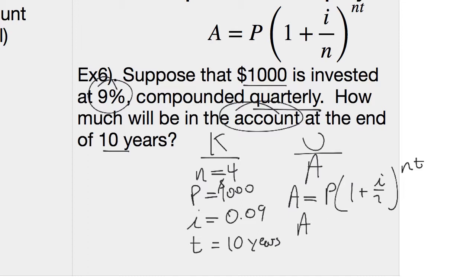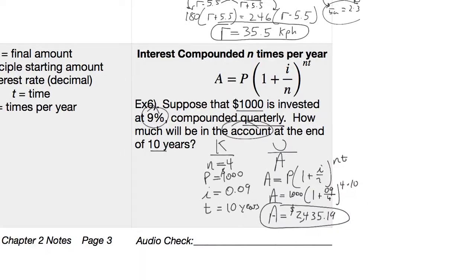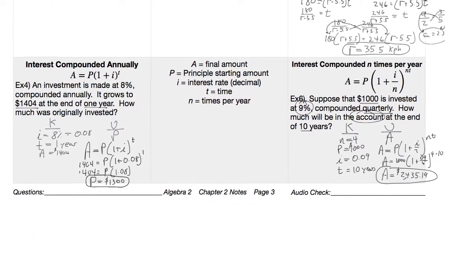We get A is equal to 1,000 times 1 plus 0.09 over 4, raised to the 4 times 10, 40. If you plug all that into a calculator, $2,435.19.